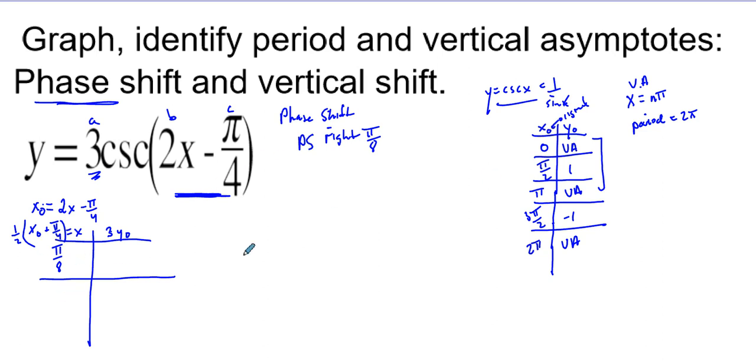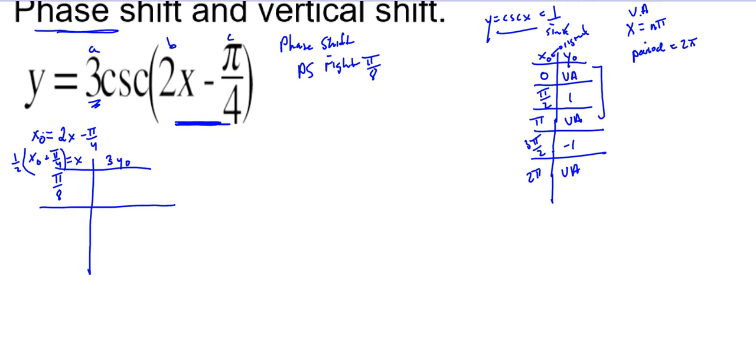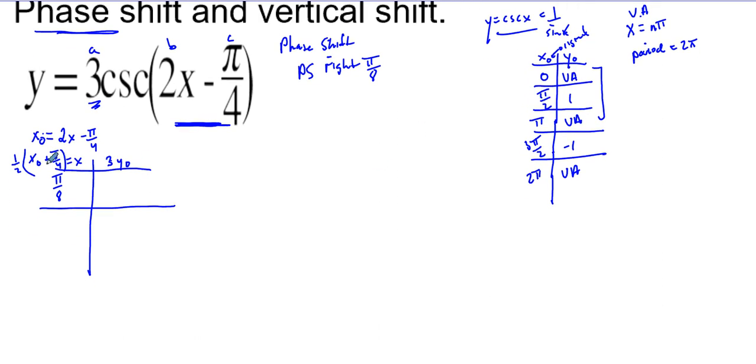From here, we can find the remaining portion. We take pi over 2, add pi over 4. That's going to give us 3 pi over 4. We multiply that by 1 over 2, so it would be 3 pi over 8.